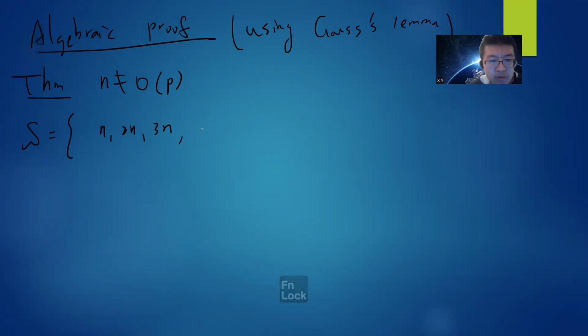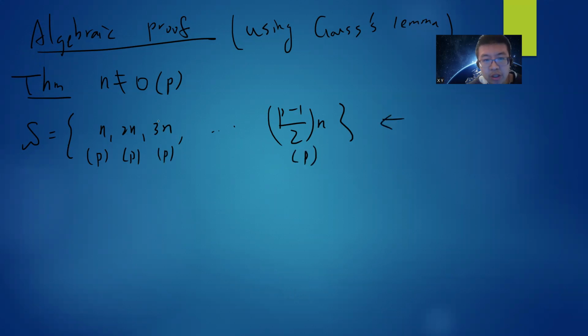So I have n, 2n, 3n, and up to (p minus 1) divided by 2 times n, and I consider these to be all my residues mod p. And I take the positive residue. So I take everything, I take the positive residue.